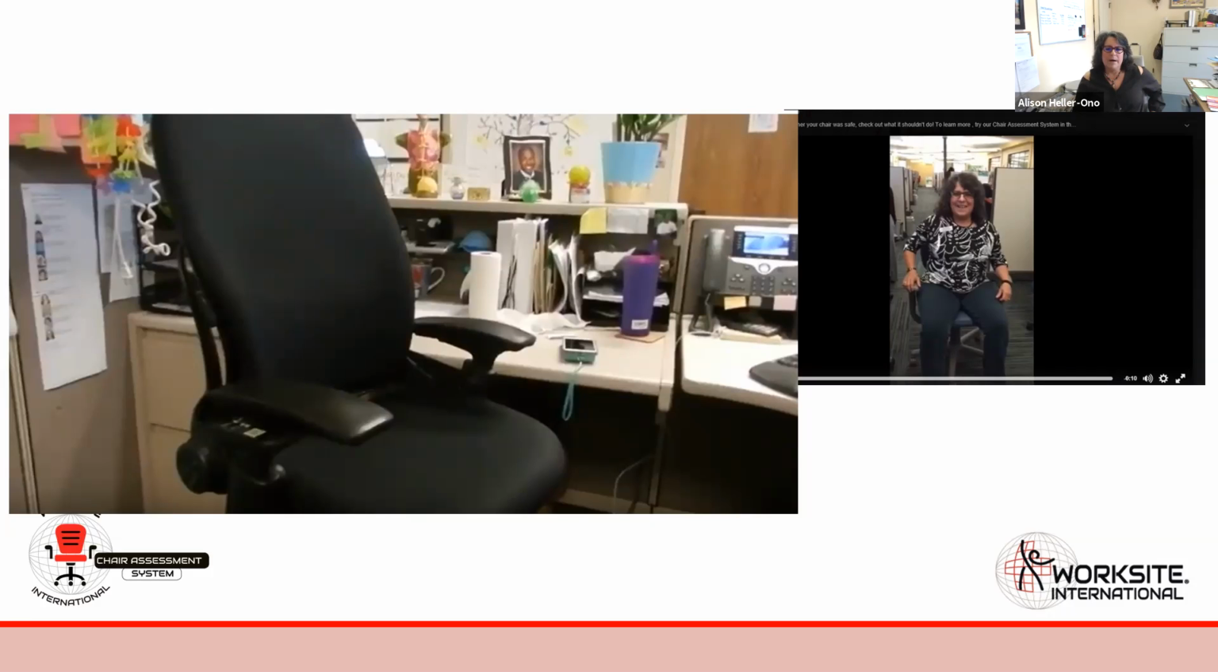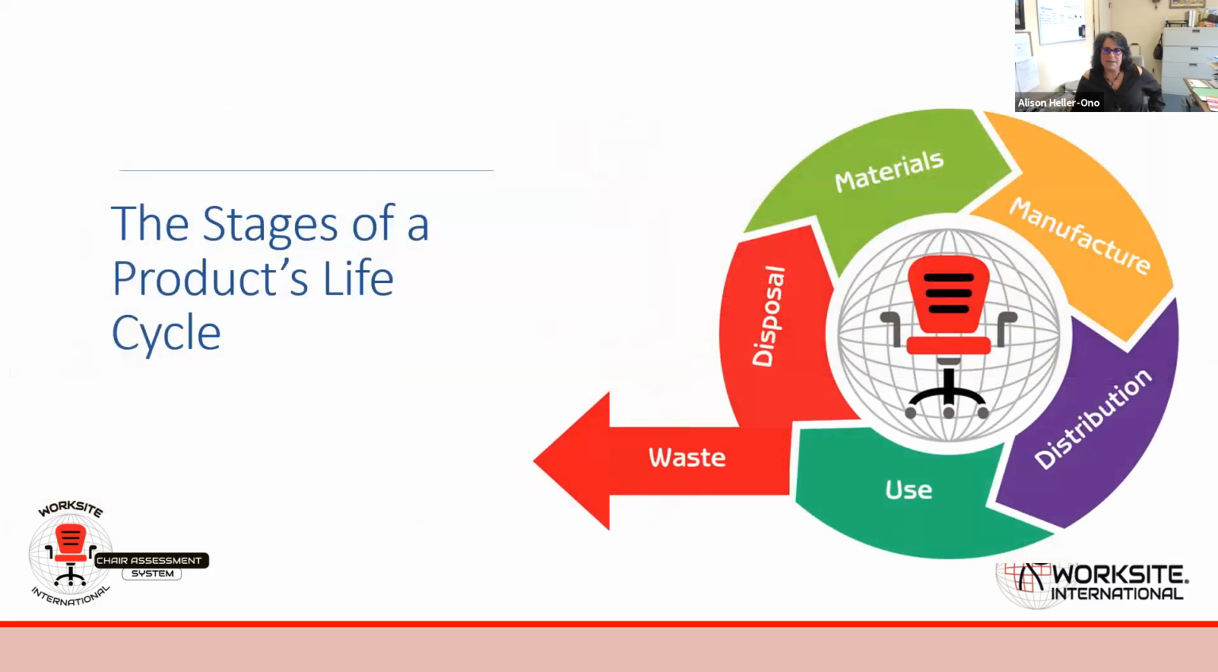But if the chair is within the warranty now, you can easily fix that with the manufacturer. Okay, so we'll explore that more in the coming weeks. All right, so that is a significant observation that I want you to make. And so let's look at the stages of a product's life cycle.